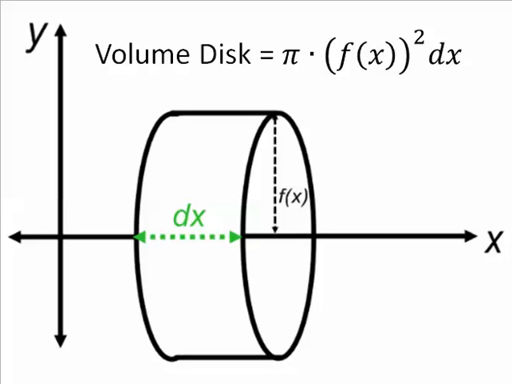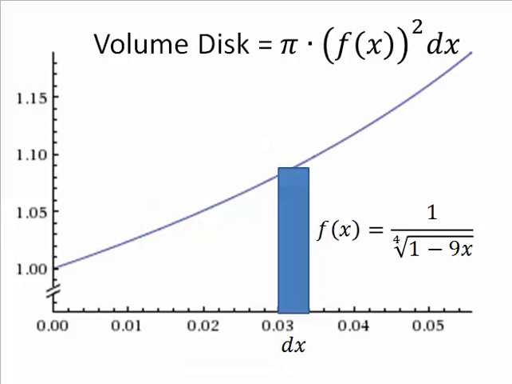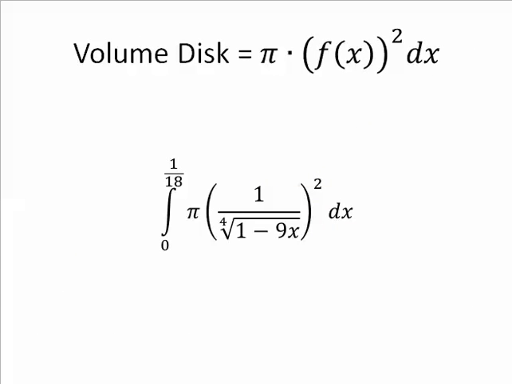R, the radius, in this case is the height of the function, f. And f is given here, 1 over the 4th root of 1 minus 9x. X is going to start at 0 and it's going to end at 1 over 18. So this is our integral.